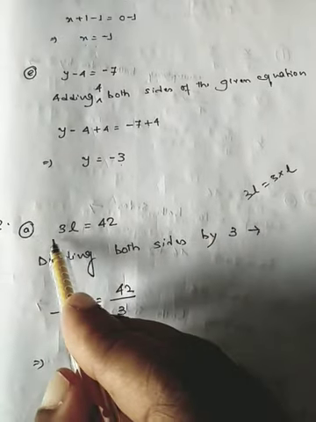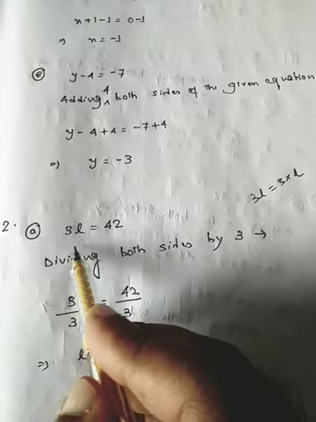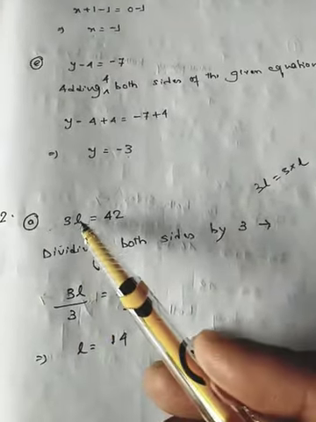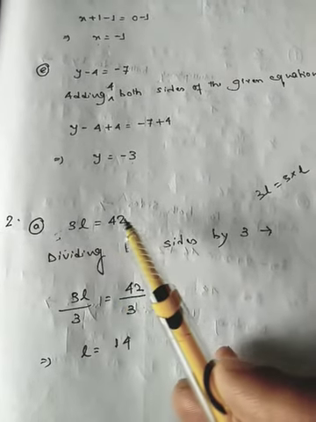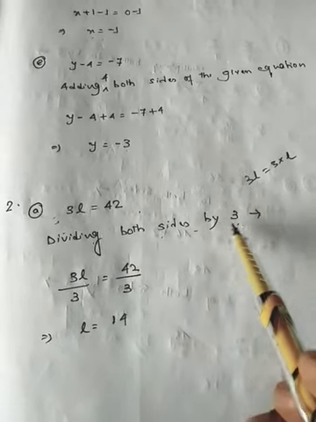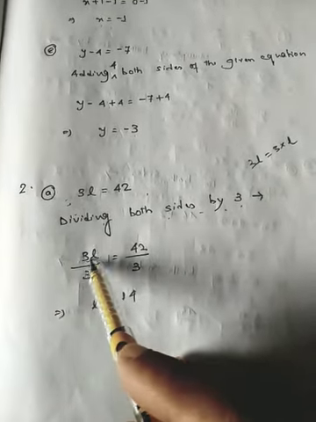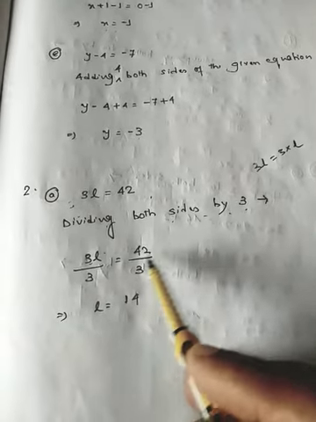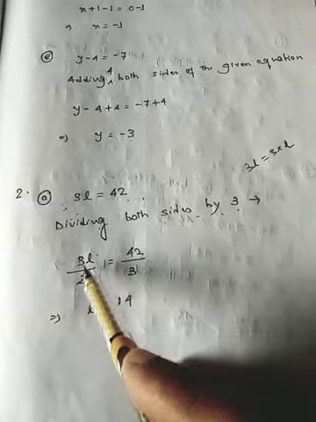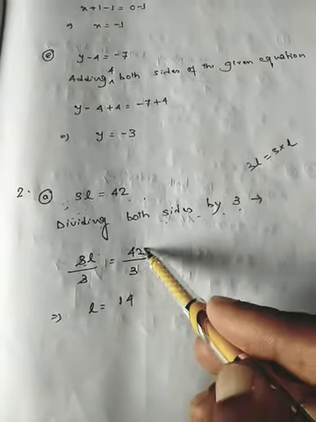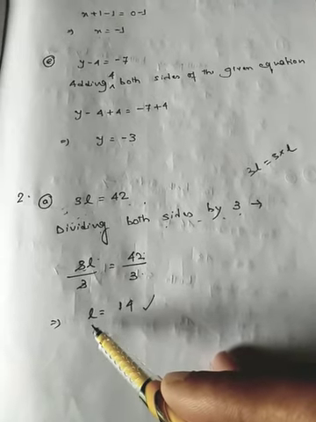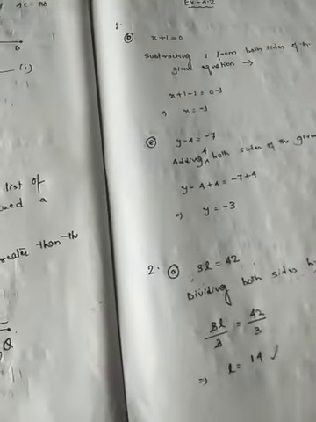If I have to remove this 3, then I have to divide by 3, isn't it? Then 3 will be cancelled. But as I've said, whatever you do on the left hand side, the same thing you have to do on the right hand side also. So dividing both sides by 3, how will it look? 3L upon 3 equals 42 upon 3. See, I have divided both sides by 3. Now 3 and 3 will cancel, and 42 divided by 3 is 14. So the value of the unknown number, that is L, equals 14. Let's see another sum of question number 2.